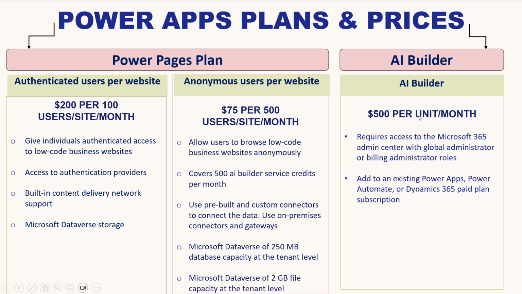Let's see the AI Builder. AI Builder is a different plan, at $500 per unit per month. It also requires access to the Microsoft 365 Admin Center with Global Administrator or Billing Administrator roles. And also it adds to an existing Power Apps, Power Automate, or Dynamics 365 paid plan subscription.